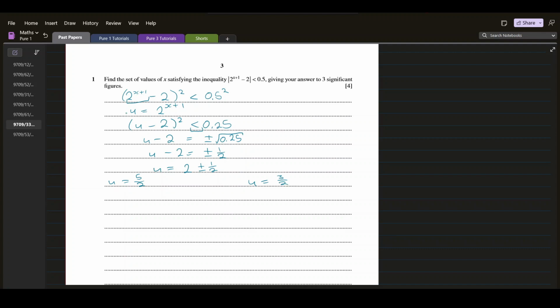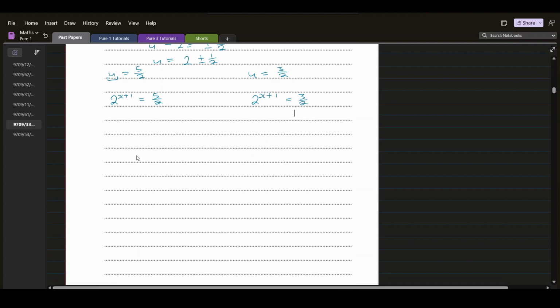Now remember that we said u is equal to 2 to the power x plus 1. So we can now substitute u with 2 to the power x plus 1. So this becomes 2 to the power x plus 1 is equal to 5 over 2. And the same goes for this side: 2 to the power x plus 1 is equal to 3 over 2. And now we're just going to solve both equations using logarithms.